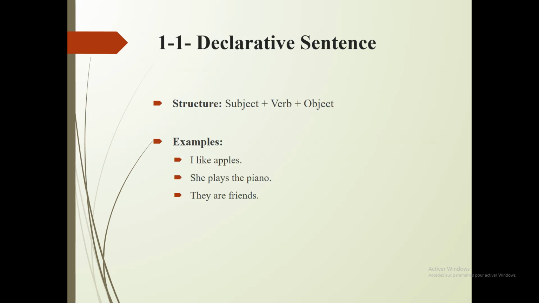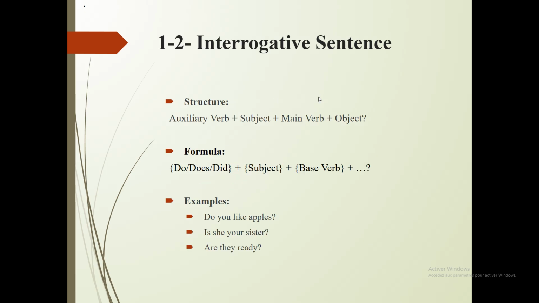The first type is declarative sentences, which are used to share information. The structure is as follows: subject plus a verb plus an object. Simple examples are: I like apples, she plays piano, and they are friends. Here, I stands for the subject, like stands for the verb, and apples, of course, stands for the object.